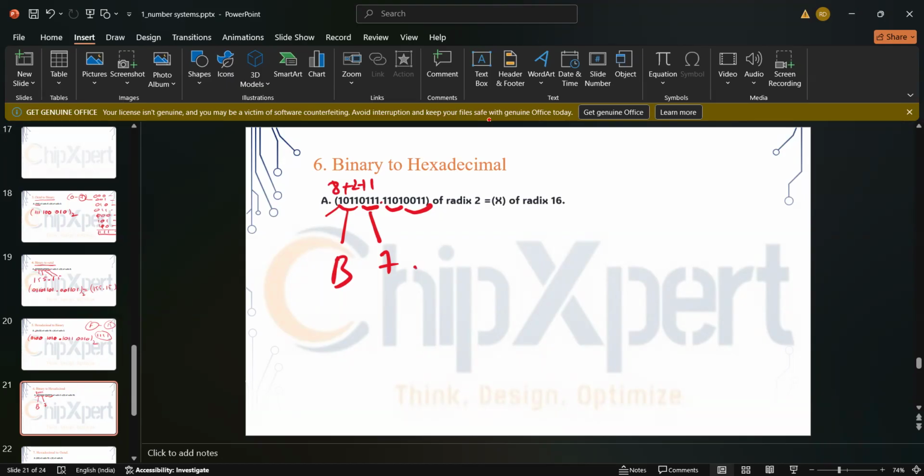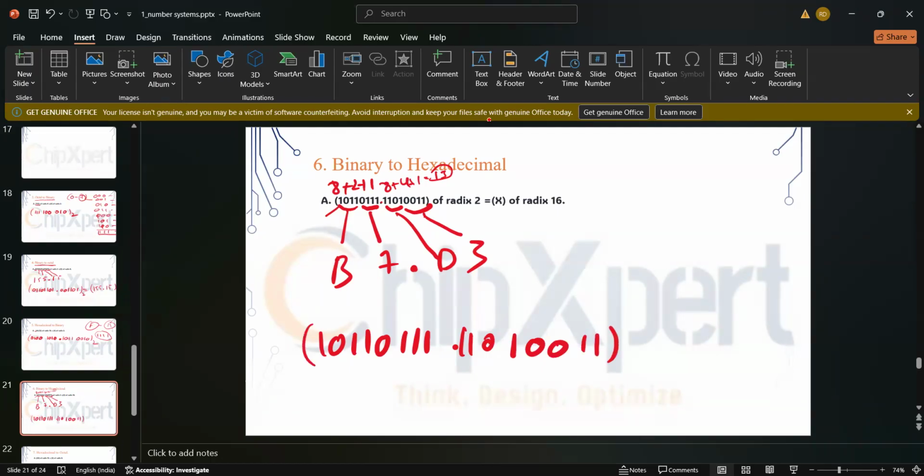B. Point. And here it is 8 plus 4 plus 1. That is 12. 12 plus 1, 13. Representation of 13 is D. And representation of this is 3, right? That means the binary to hexadecimal conversion of the above number 1011011011 of your binary number is 7.B.D3.